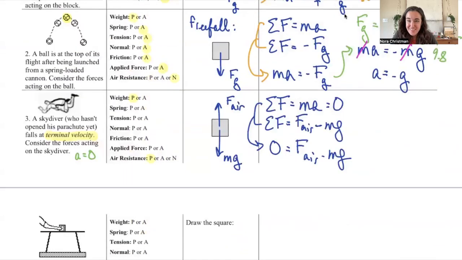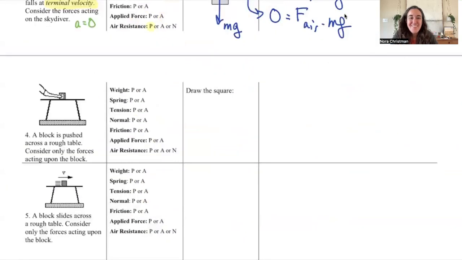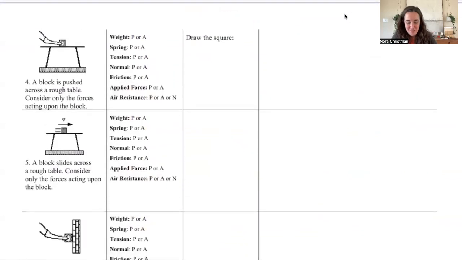Sorry, I'm rushing. You can pause the video. Moving on, a block is pushed across a rough table. All right, so certainly a weight force. There's no spring, there's no rope. There is a normal force because we have that table pushing up. It tells us that the table is rough, and so yes, we have friction. And there's this weird disembodied arm, and so there's an applied force. It's moving, so sure, there's some air resistance. I'm not going to worry about it.